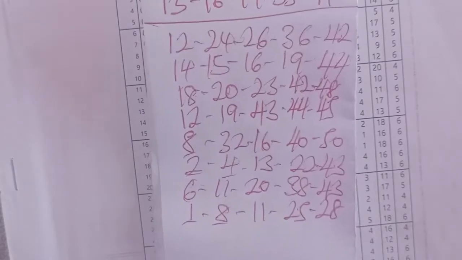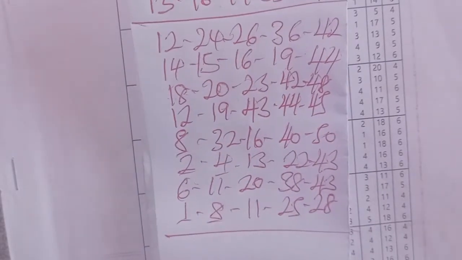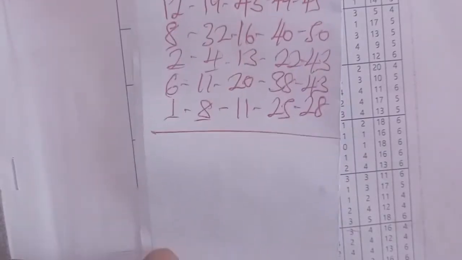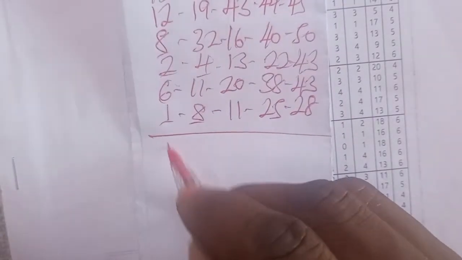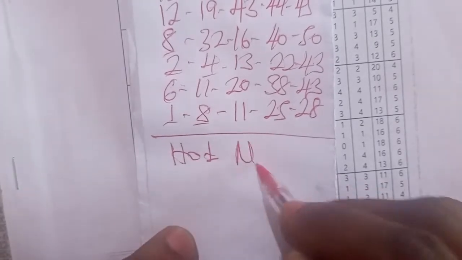So gathering this information, we need to find out the likely hot numbers for today. So this is the entire record that we've taken. Therefore, we need some hot numbers. The numbers that repeat in it will be the hot numbers.